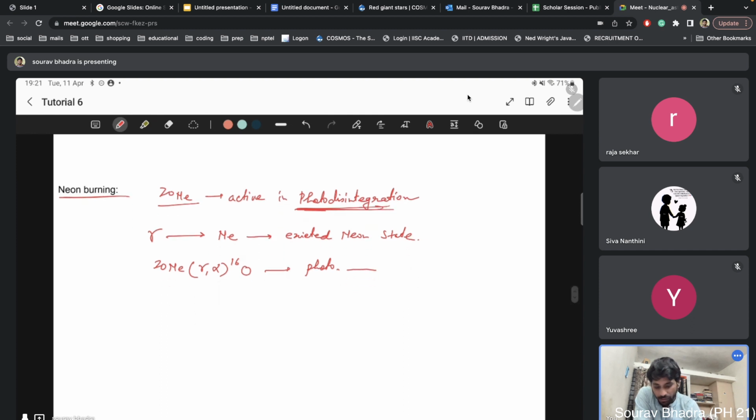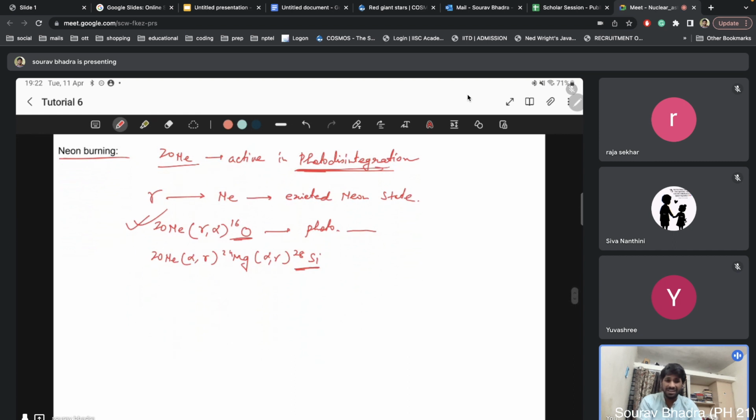And this 20Ne can also react with an alpha and give rise to 24Mg. So this reaction is not photo disintegration. Photo disintegration was the particular thing before. This is another reaction which can also happen in this burning state. 28Si, also there can be other elements also. So you can see that from neon we are getting oxygen as well as silicon. So neon burning happens in this way.